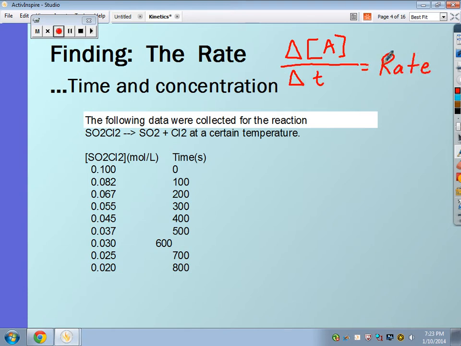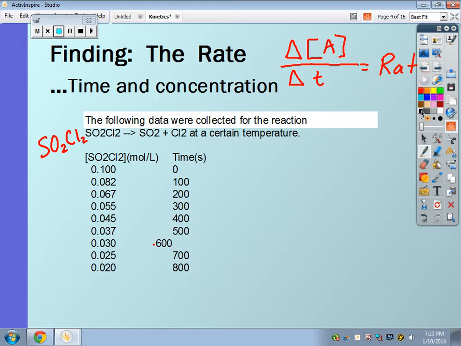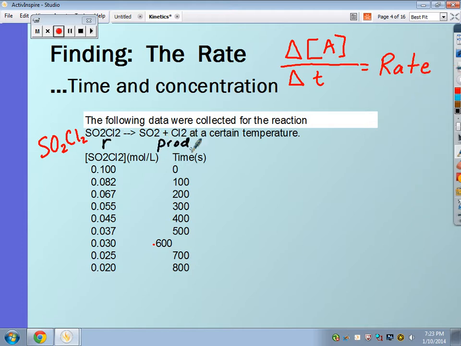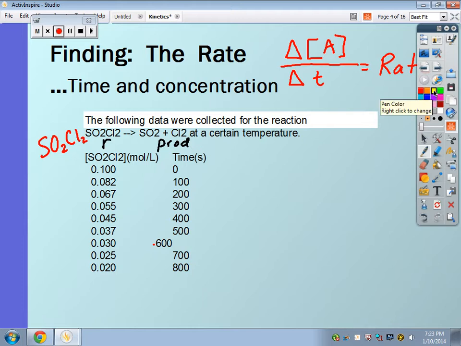So let's look at this experiment. Sorry, my 600 down here kind of got moved over and I can't shift it. So this SO2Cl2, which is supposed to be subscripted like this, is reacting. It's a reactant, and SO2, sulfur dioxide, and chlorine are produced. So I think you would agree with me at this point that this is a reactant and these are the products. Correct?